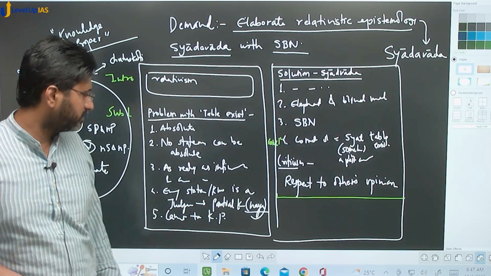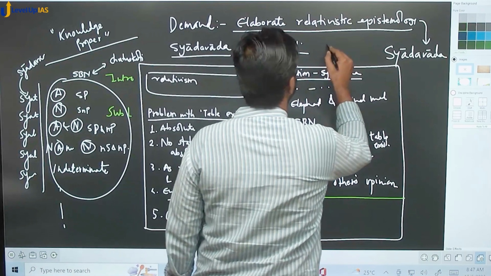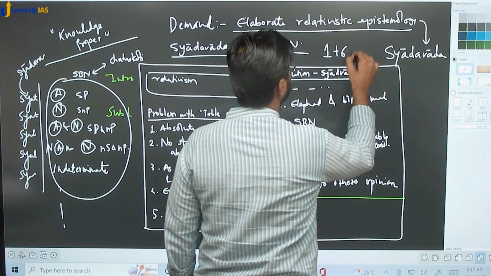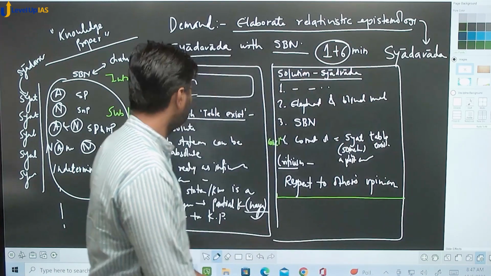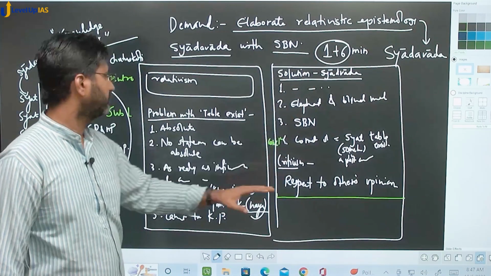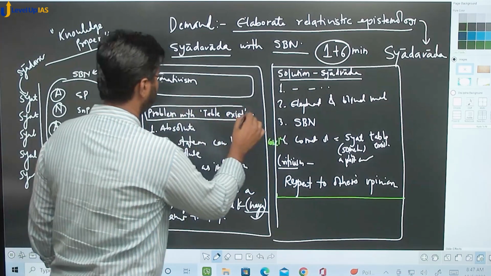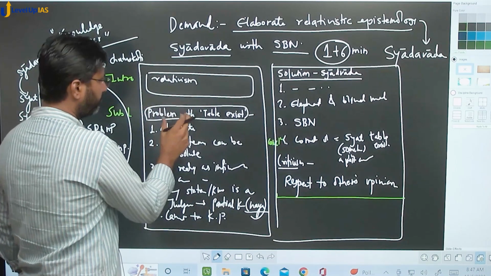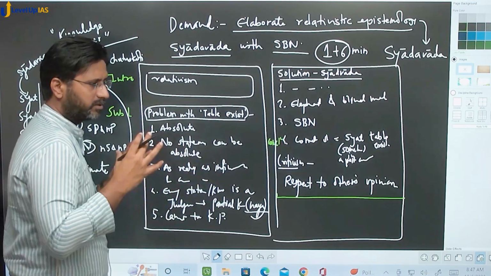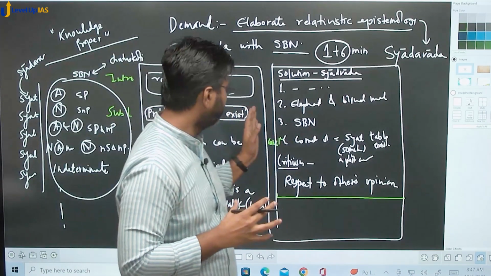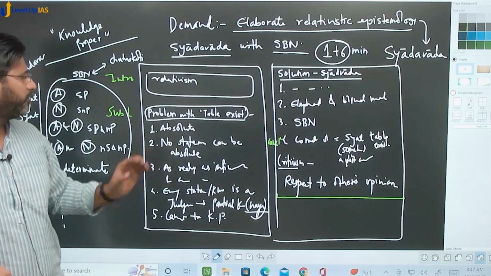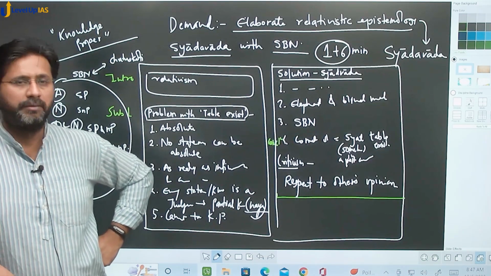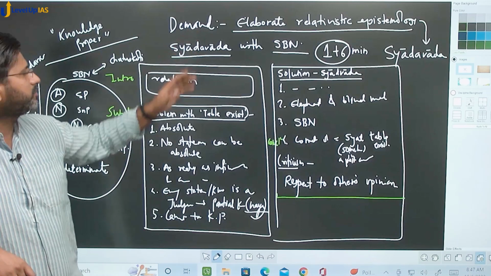So as we already discussed, this 1 plus 6 minute, 7 minute model, 1 plus 6. So in the first minute, what you need to do is think about this and formulate the subheadings. The wording of the subheadings should be known to you before you start writing the answer. Maybe you can write the introduction. That also comes.